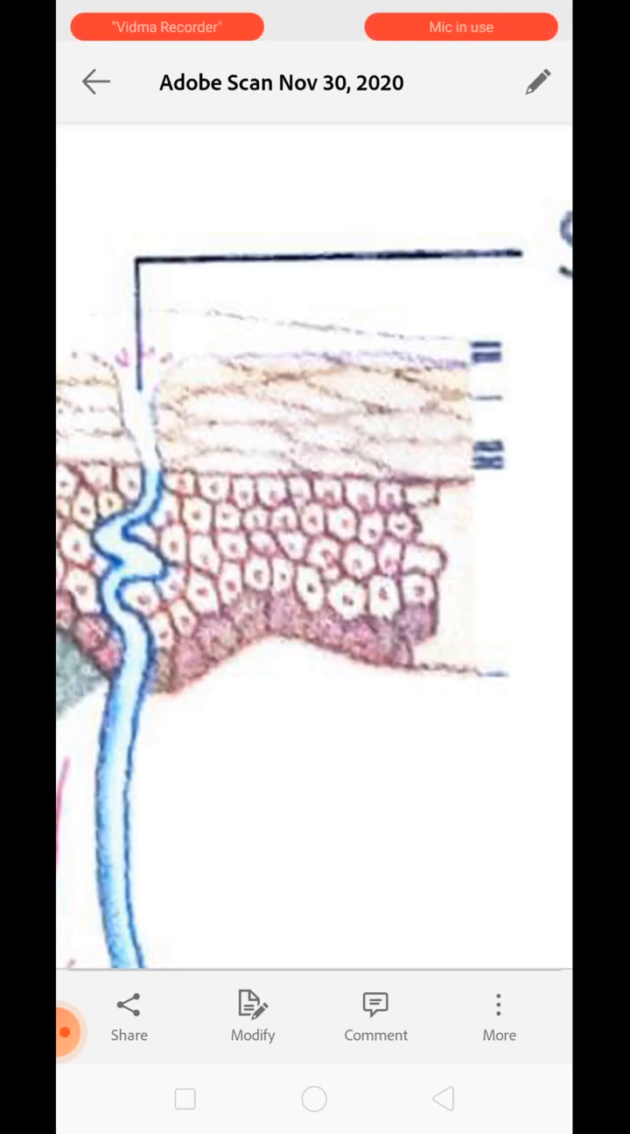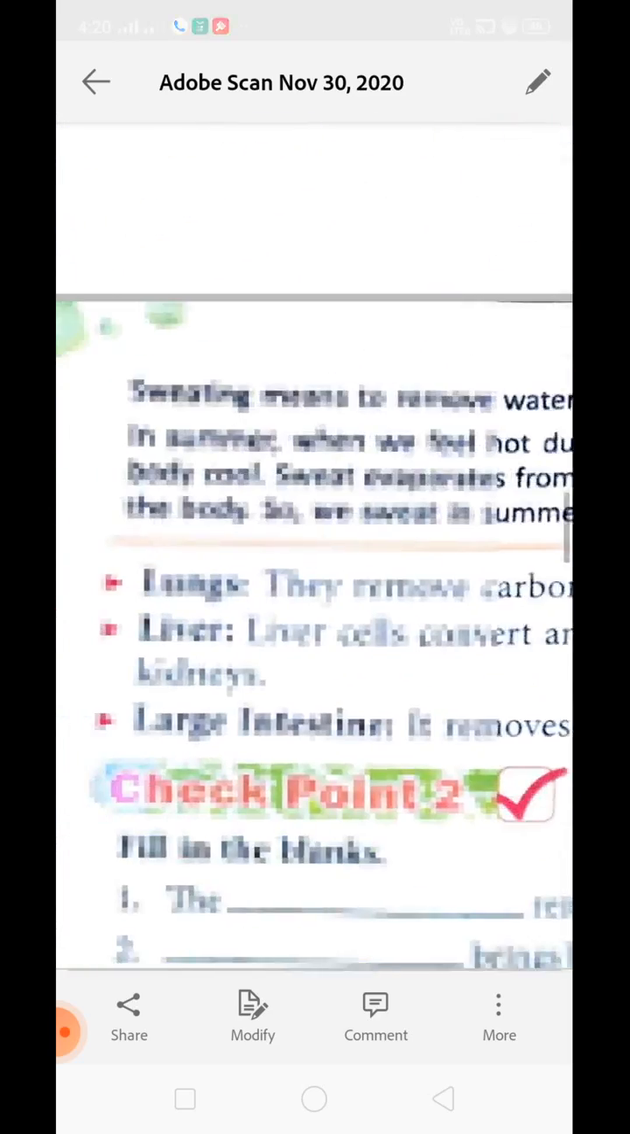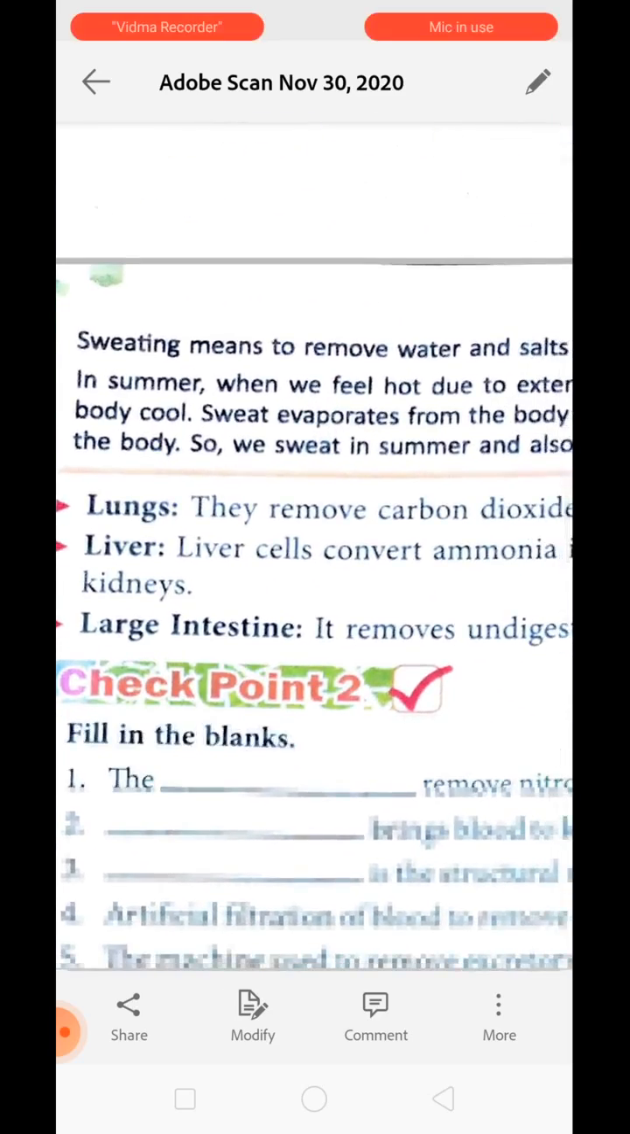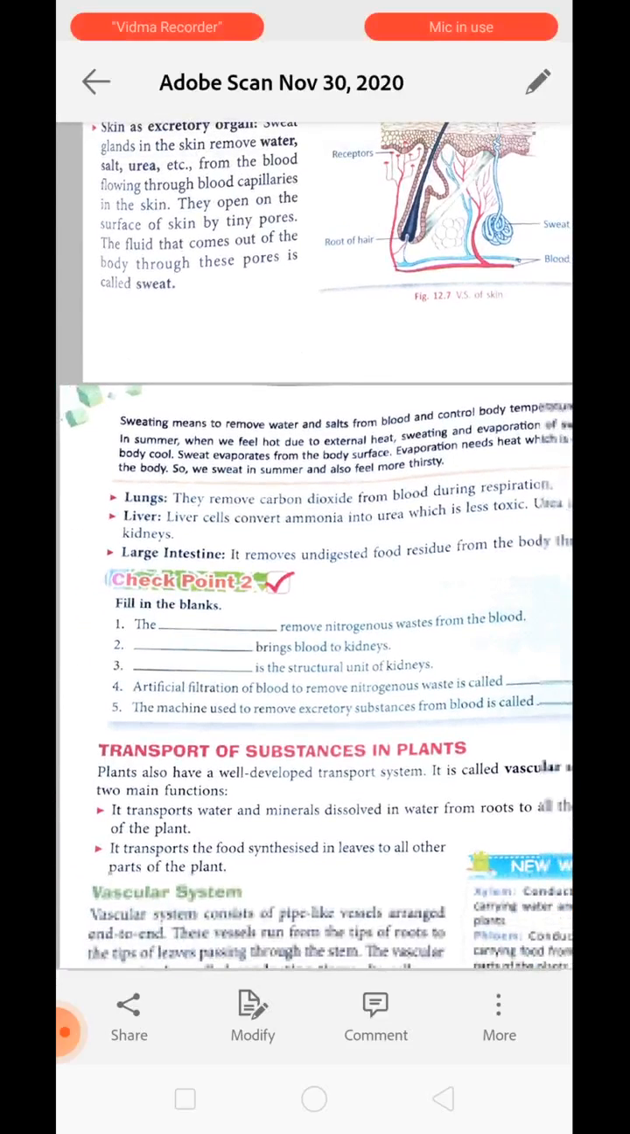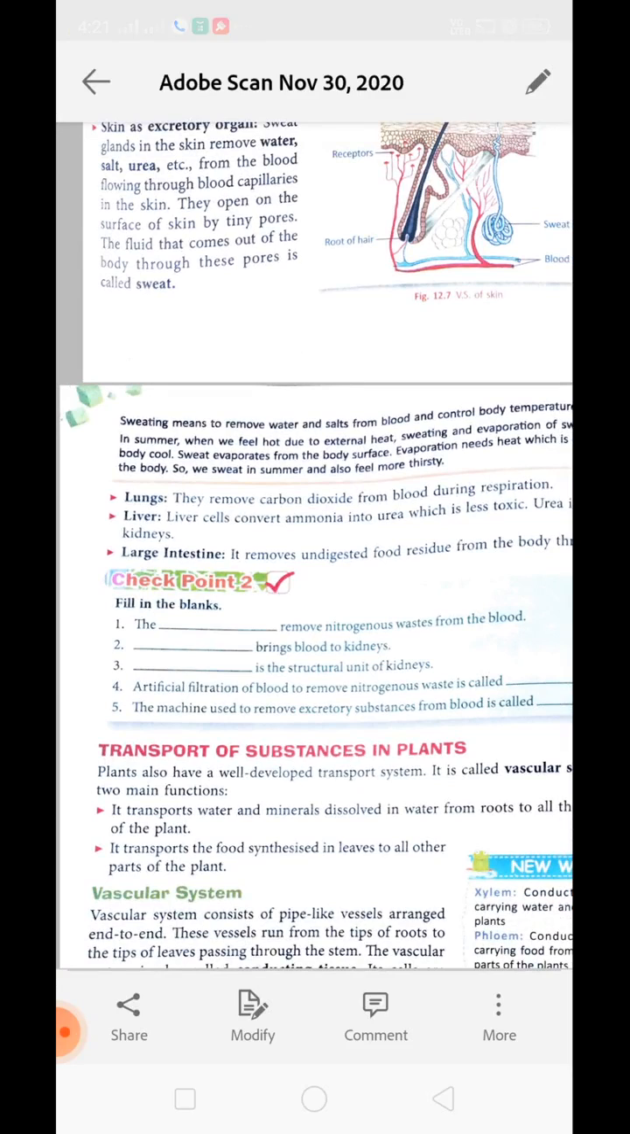Now, next is lungs. They remove carbon dioxide, that we have already studied in respiration. Okay, next is liver cells. Liver cells convert ammonia into urea, which is less toxic in nature. Urea is removed by the kidney. Now next is the large intestine. It removes undigested food material from the body. Food residue which is not digested in the body is removed from the large intestine.